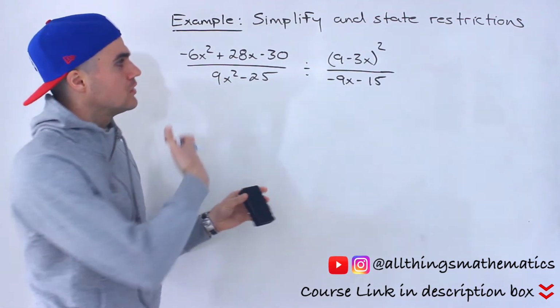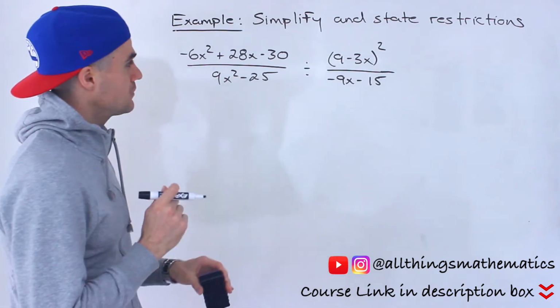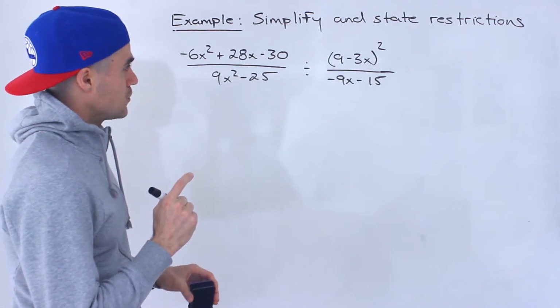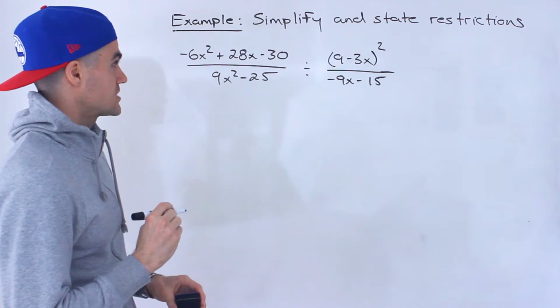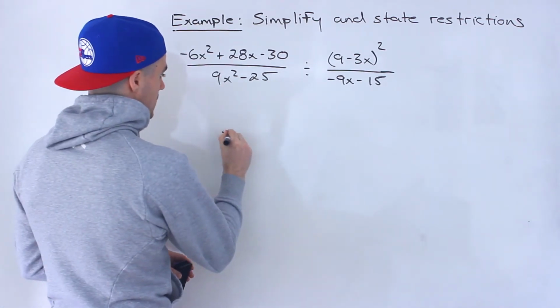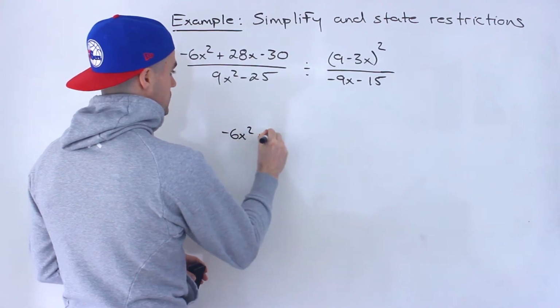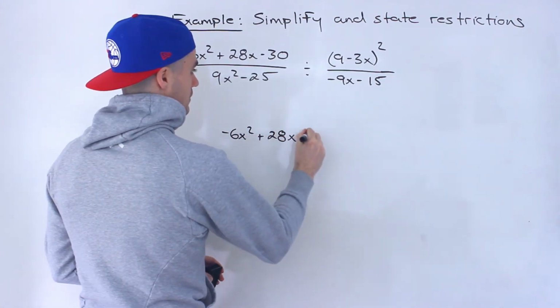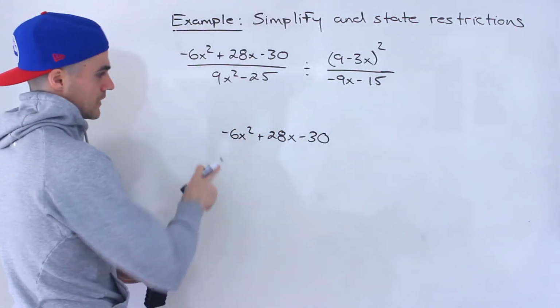So like usual, when we get questions like this, the first thing we want to do is factor all the expressions as much as possible. So I'm going to start with this numerator here. We've got negative 6x squared plus 28x minus 30. I'm going to factor this.